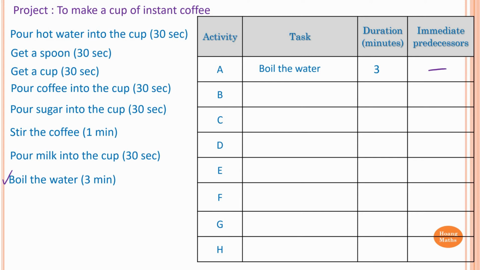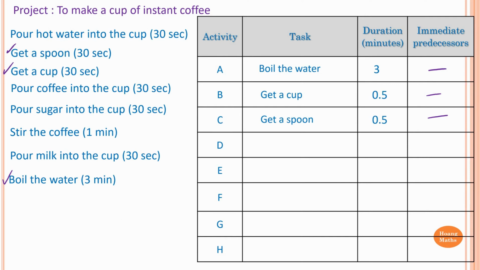The second task is I can either get a spoon first or get a cup. It doesn't really matter, but I get a cup first. It takes 30 seconds for me to do that, or half of a minute, if you like. And there is no immediate predecessor for this. The next task is to get a spoon. Again, it takes 30 seconds or half of a minute, and there are no immediate predecessors for that.